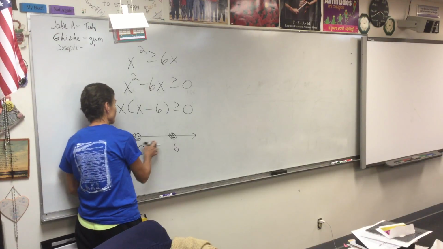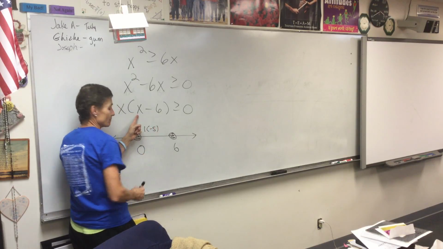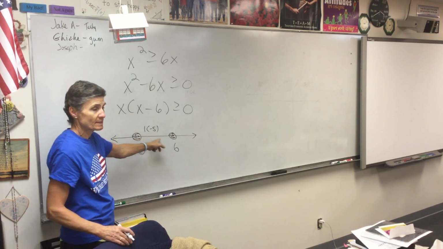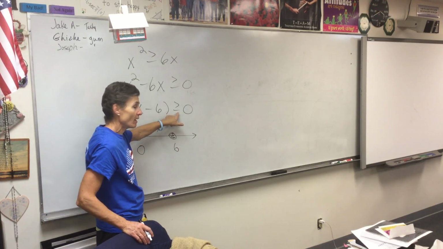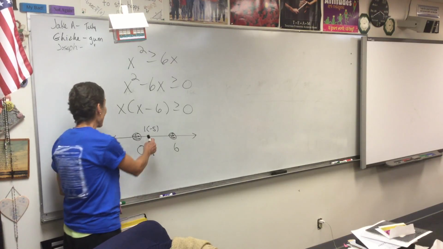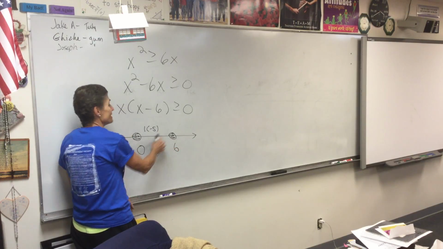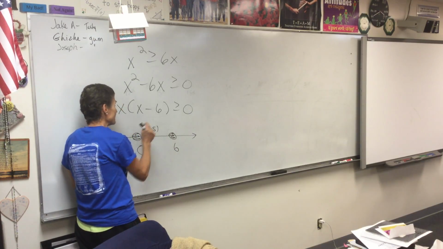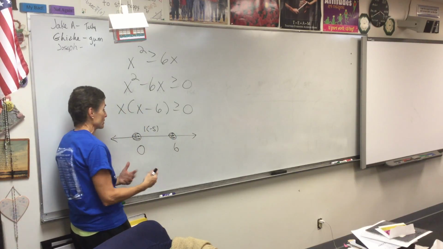1 is in here. If I put 1 into my problem, I get 1 times -5. Now, what's 1 times -5? -5. Is -5 bigger than 0? No. So that did not work. The number I picked, 1, did not work because I needed to pick a number that made my answer bigger than 0.